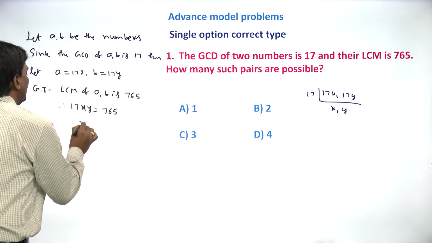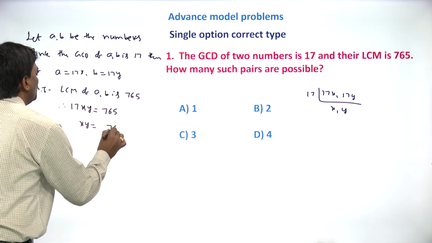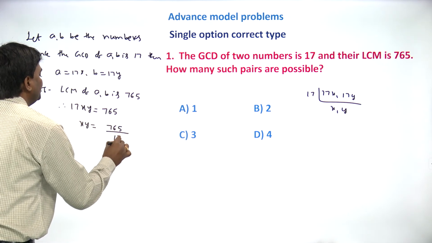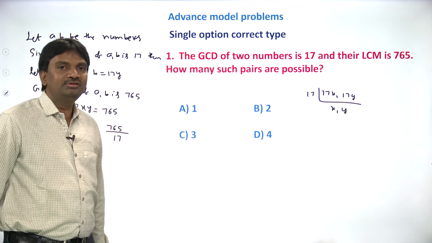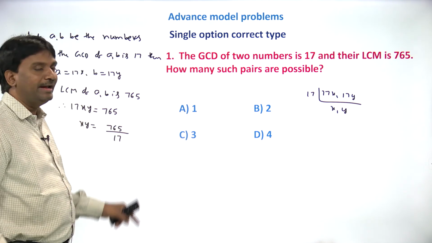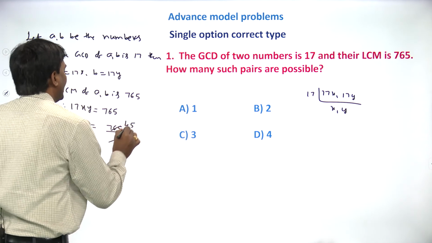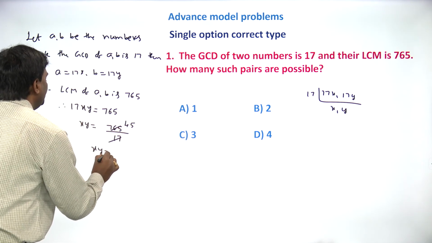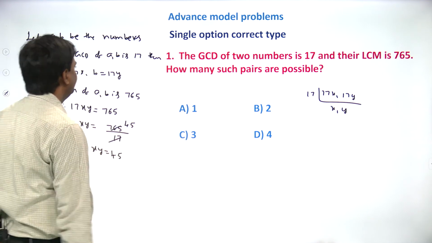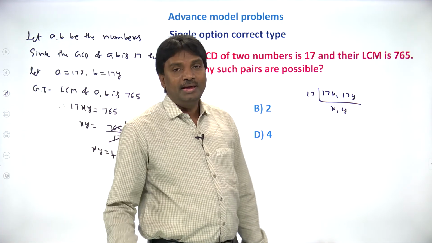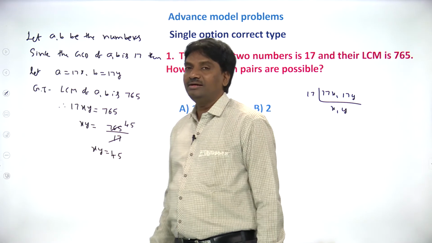From this we can write x into y equal to 765 by 17. So, 17 4s are 68, 17 5s are 85, so exactly 45 comes after cancelling. So, x into y equal to 45. By multiplying x and y, we are getting 45.